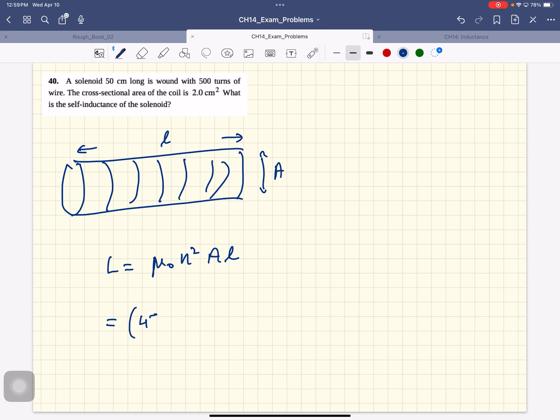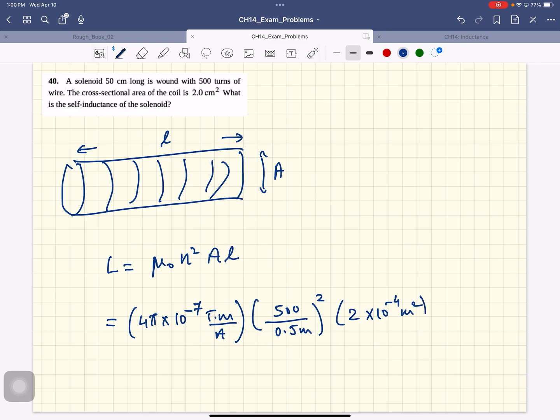So again, mu naught is 4 pi times 10 to the minus 7. N is 500 turns divided by 0.5 meters, and that's squared. The area of cross section is 2 centimeters square, and again length is 0.5 meters. So that's the self-inductance of this coil.